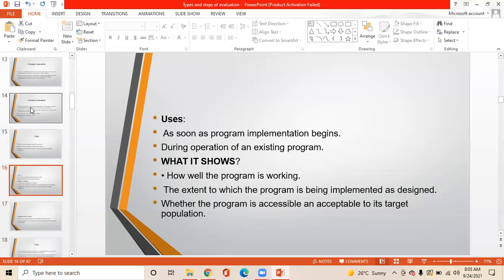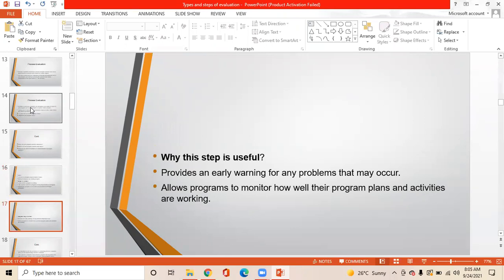Uses of process evaluation: as soon as program implementation begins and during operation of an existing program. It shows how well a program is working, the extent to which the program is being implemented as designed, and whether the program is accessible or acceptable to its target population. Why is this step useful? It provides an early warning for any problem that may occur. It allows programs to monitor how well their program plans and activities are working.